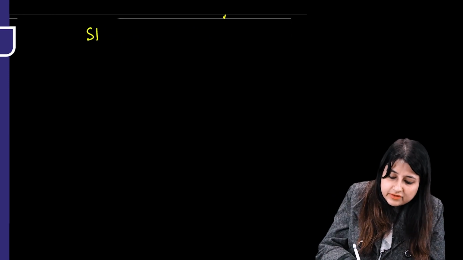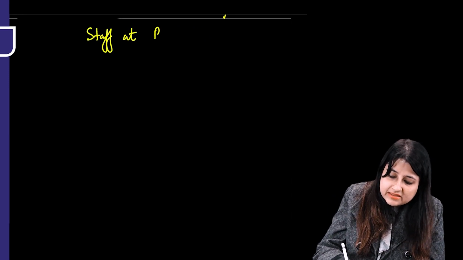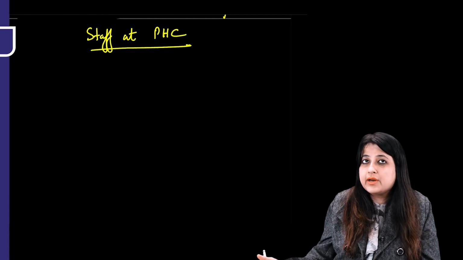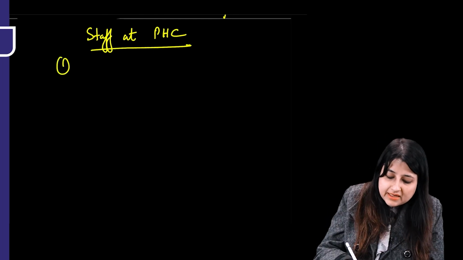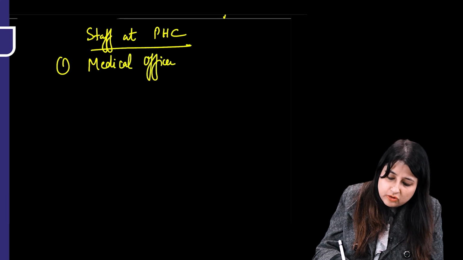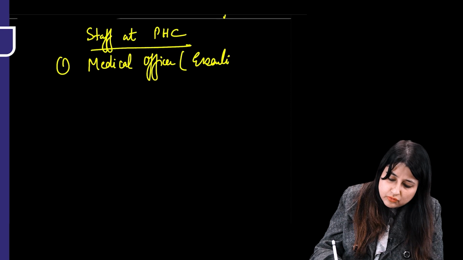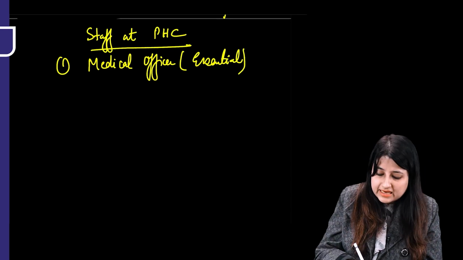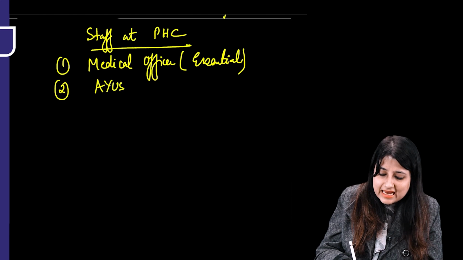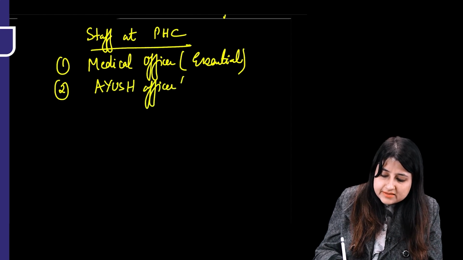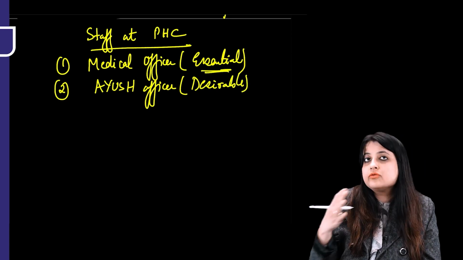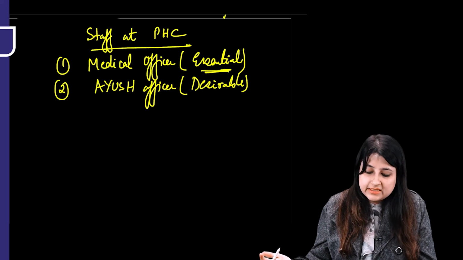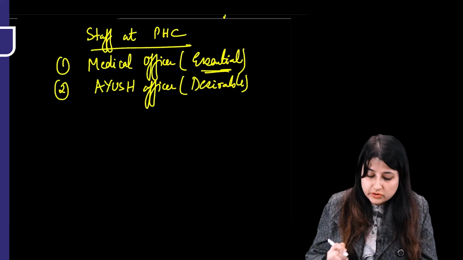Staff at PHC, so we should know their names at least. If you are asked about staff at PHC, we know 13 to 18 in type A and 14 to 21 in type B, but who are they? Now comes a medical officer. Medical officer over here is essential, one of the essential people who should be there. Ayush officer is desirable. So that is staff at PHC, 2 very important people.